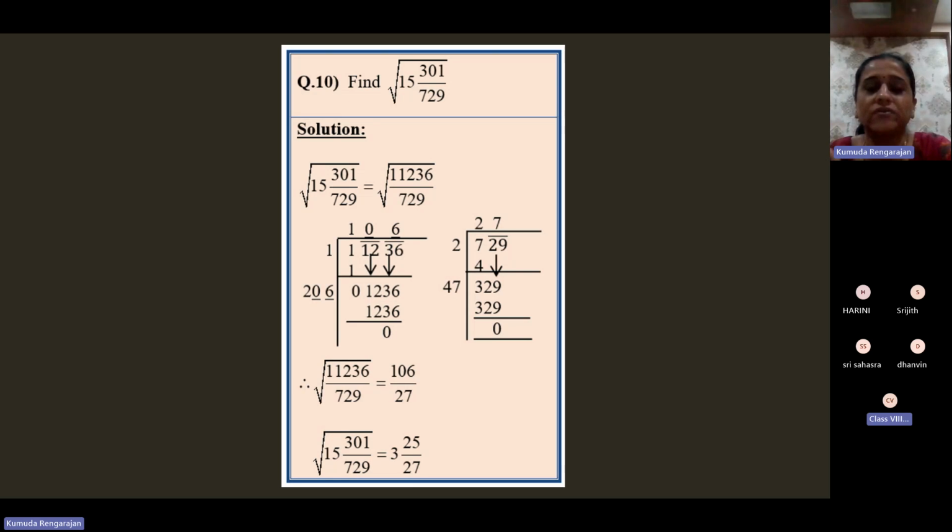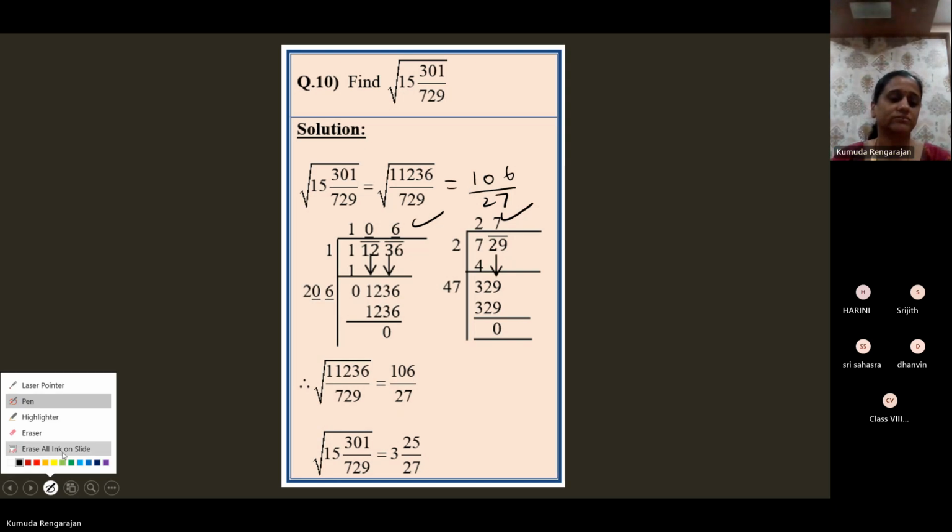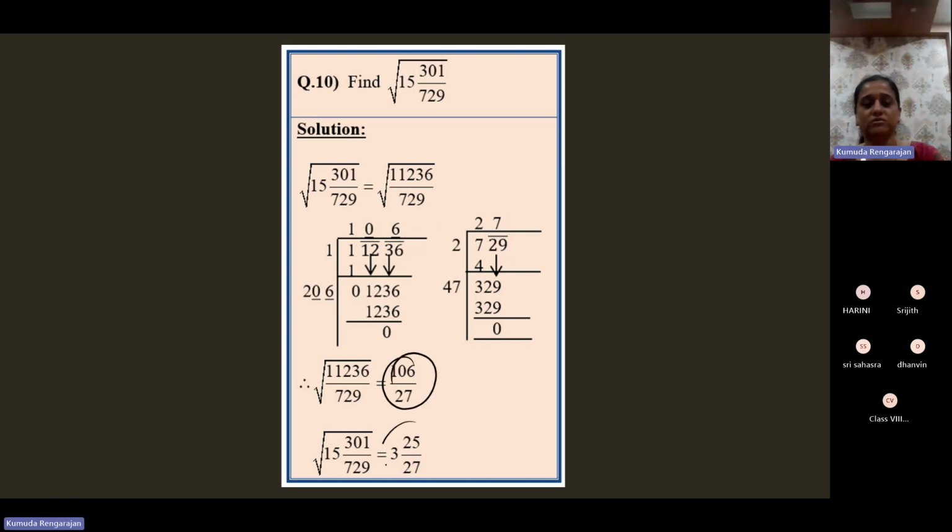Choose the long division method if nothing is specified. So convert the mixed fraction to an improper fraction, and then find the square root of the numerator and the denominator using the long division procedure. We get 106 and 27. So the square root of 11,236 by 729 is 106 by 27. Write that as a mixed fraction.